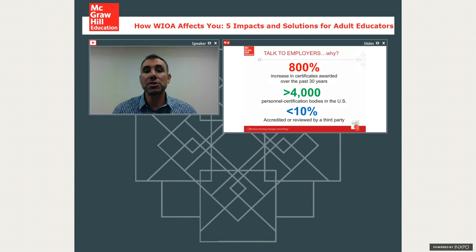We looked at that manufacturing model. Manufacturing has 4 or 5 different certificates. So there's 4,000 certifying bodies, but tens of thousands of actual certifications that they offer. However, less than 10% of these certificates have been accredited or reviewed by a third party.